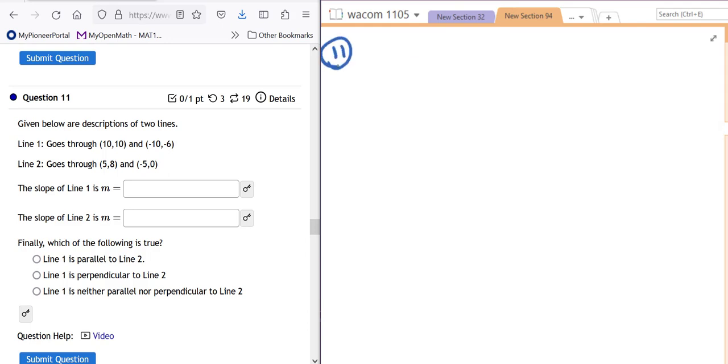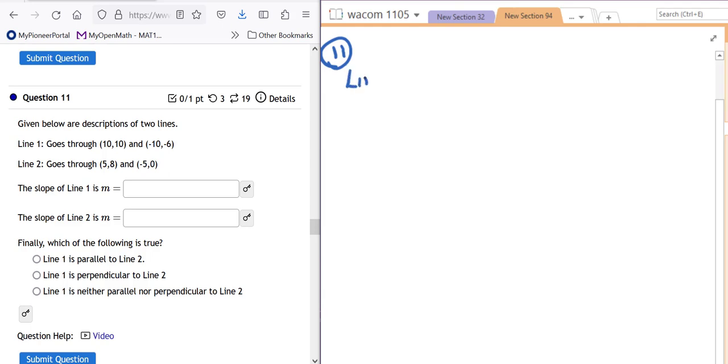It says given below are descriptions of 2 lines. This one goes through these 2 points, this one goes through these 2 points. Tell the slope of each one, and then say are they parallel, perpendicular, or neither. So we're going to have to calculate that slope 2 times.